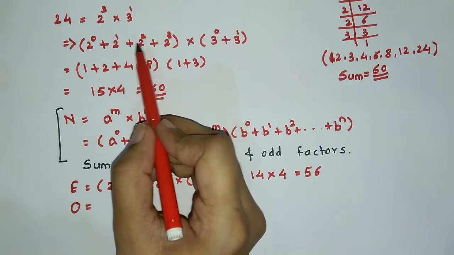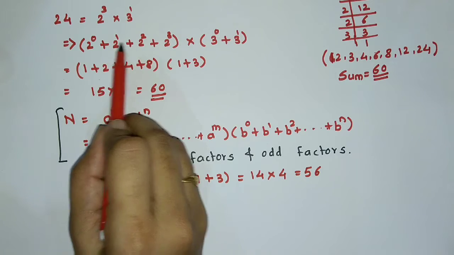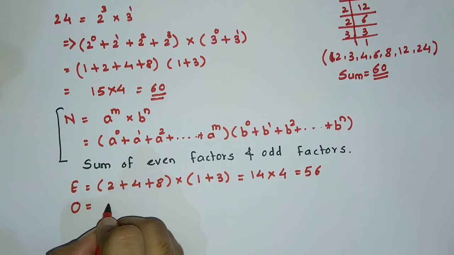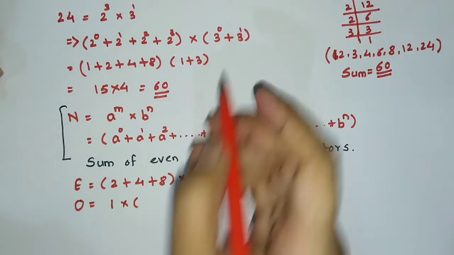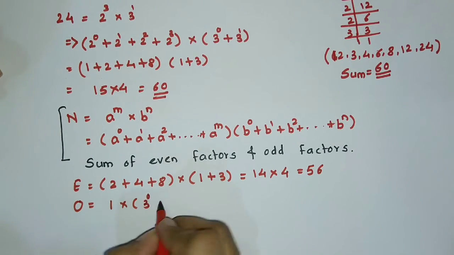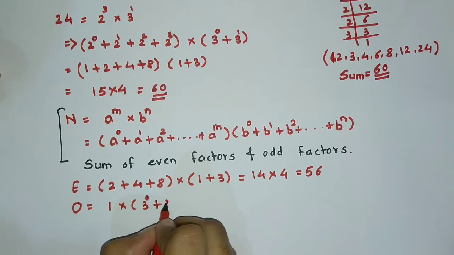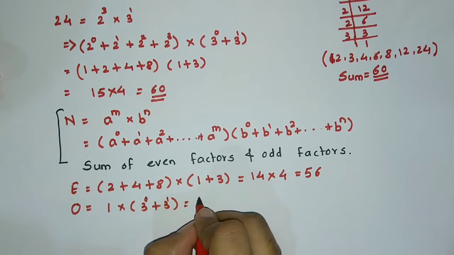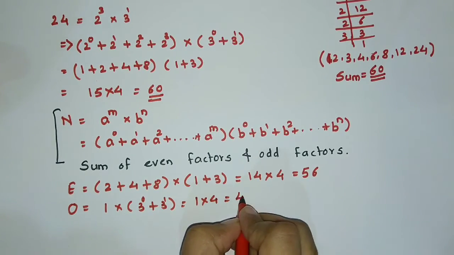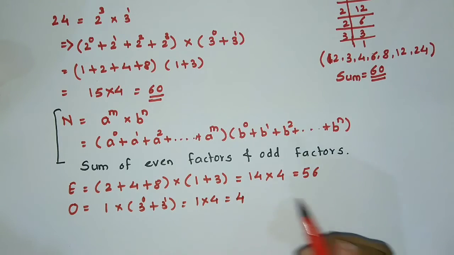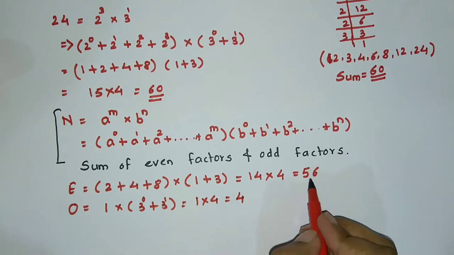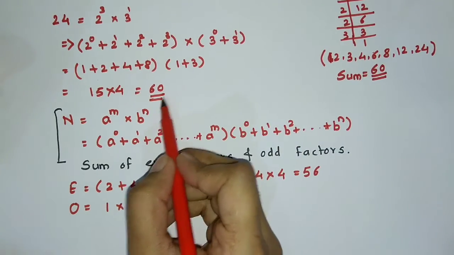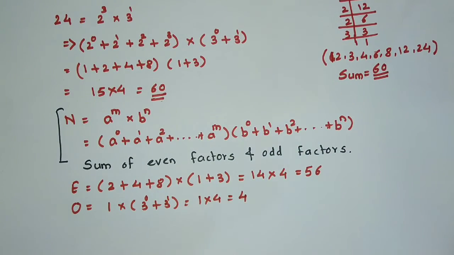Here, this is even, this is even, this is even, so we are not going to consider these. Just consider 2 raised to 0, which is 1, into 3 raised to 0 plus 3 raised to 1, which is equal to 1 plus 3, 4, 1 into 4, that is 4. See, the sum of even factors is 56, the sum of odd factors is 4, so together 56 plus 4, 60, is the total sum of factors.